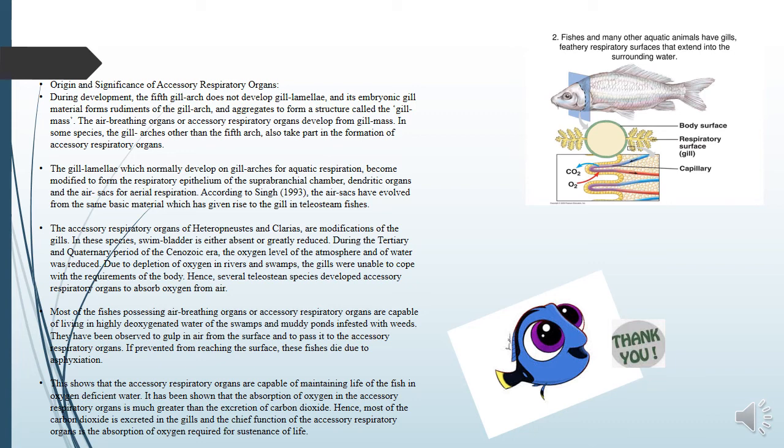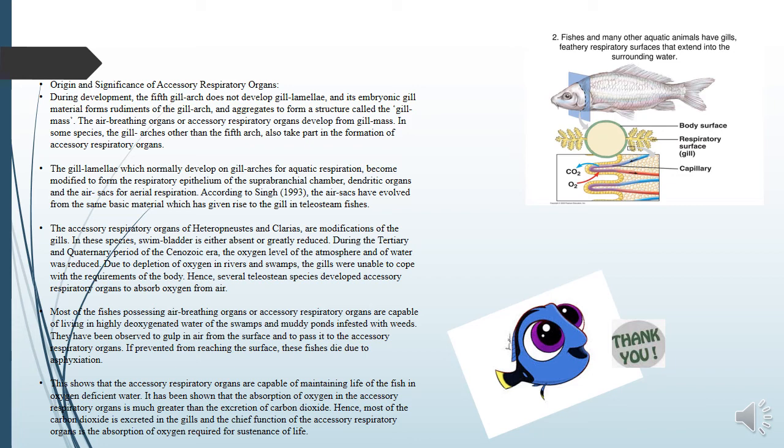During the tertiary and quaternary period of the Cenozoic era, the oxygen level of the atmosphere and of water was reduced due to depletion of oxygen in rivers and swamps. The gills were unable to cope with the requirement of the body. Hence, several teleostean species developed accessory respiratory organs to absorb oxygen from air.